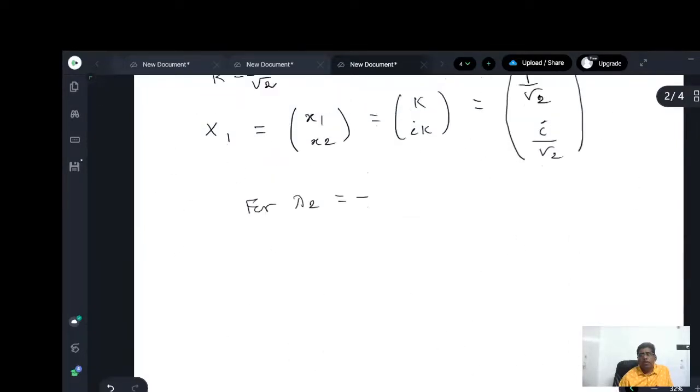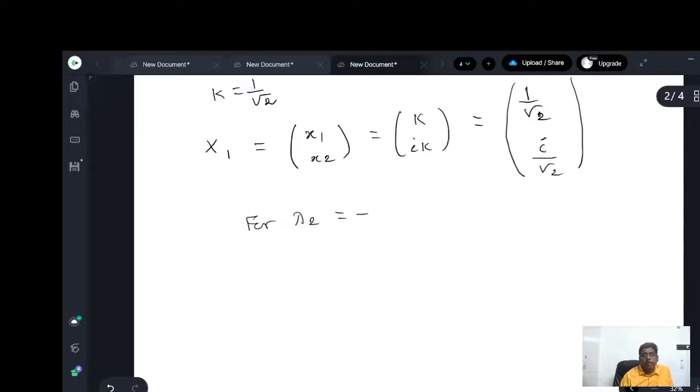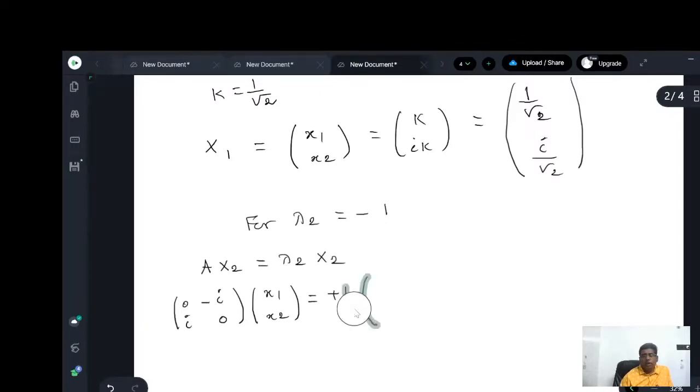For lambda 2 equal to minus 1, the eigenvalue equation is A x2 equal to lambda 2 x2. Here the value of A is [0, minus i; i, 0], and the value of x2 is [x1; x2]. Minus 1 is the value of lambda 2, times x2, which is [x1; x2].